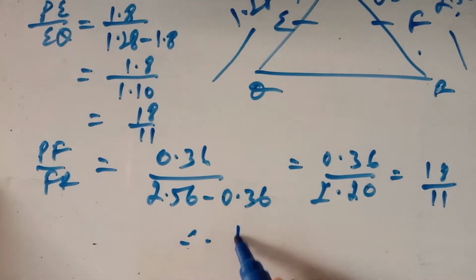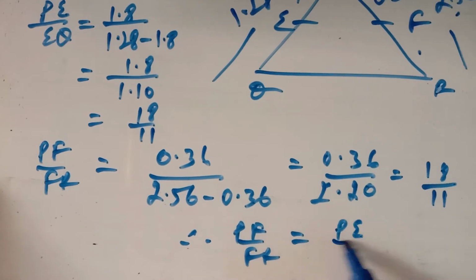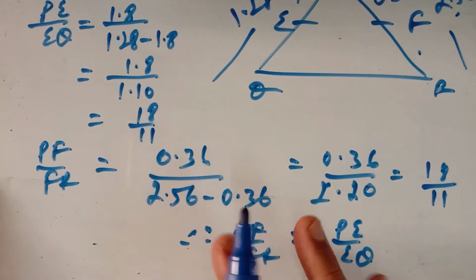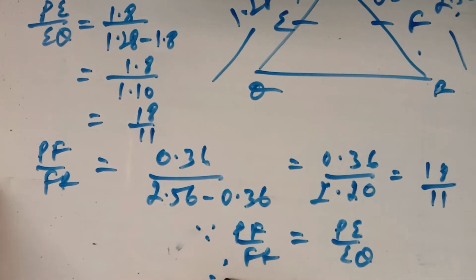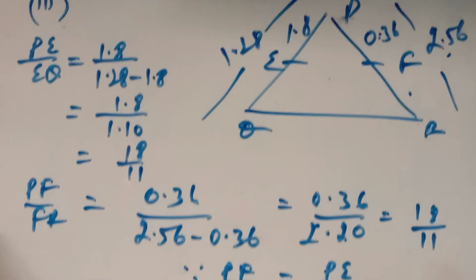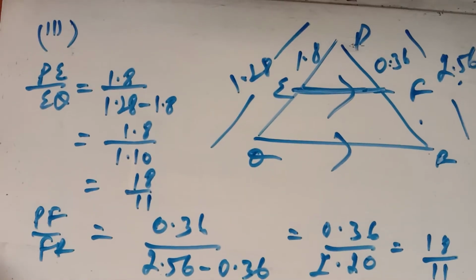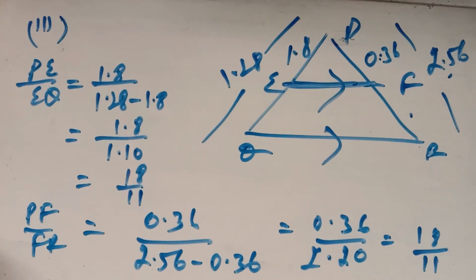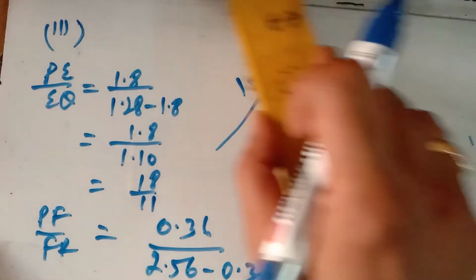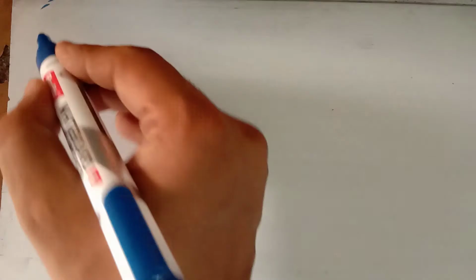So therefore, because PF upon FR is equal to PE upon EQ, because their ratio is same, we can say that EF is parallel to QR by converse of BPT. This line will be parallel to this because the ratio is same. Like this, you can tell whether the following line is parallel or not by converse of the basic proportionality theorem. If the ratio is same, the line is parallel. So this is question number 2 of your NCERT book.